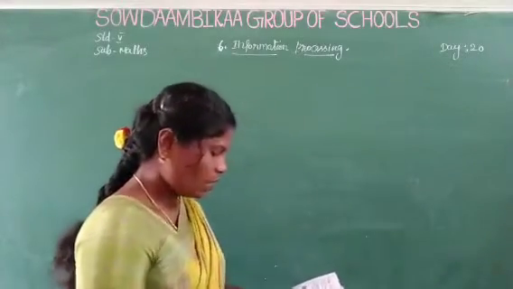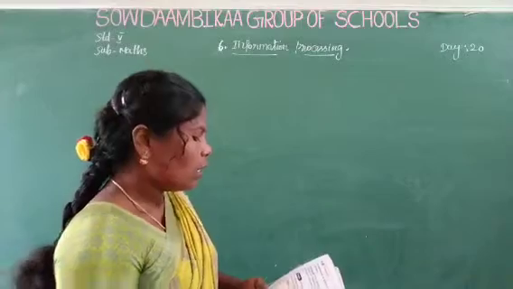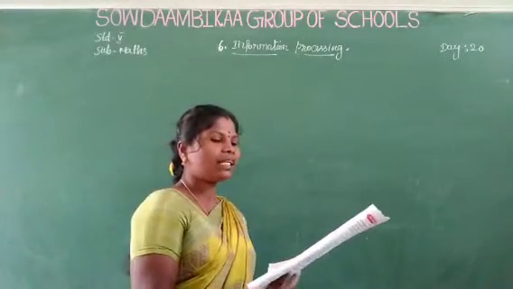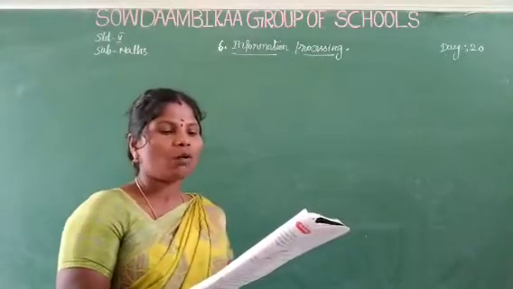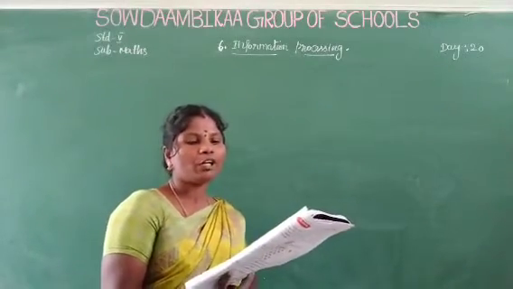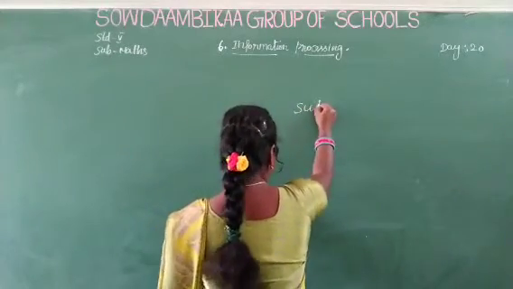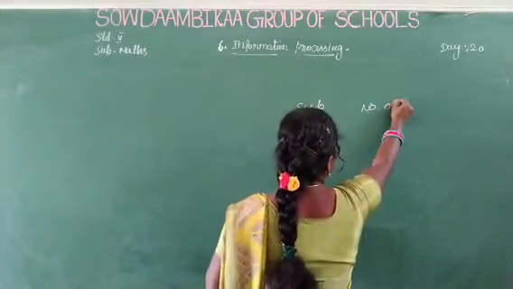Next, for example, see the example. This is information collected from 150 students about their favorite subject. Make a pictograph based on it. This is the question: the subject and the number of students.